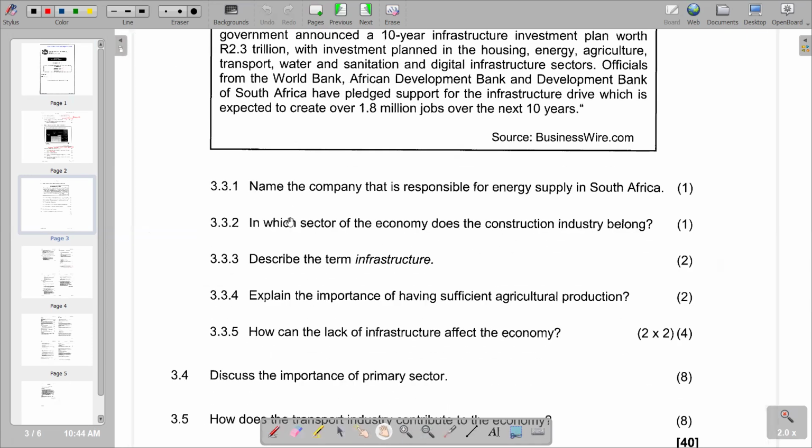Then 3.3.1: name the company that is responsible for energy supply in South Africa.